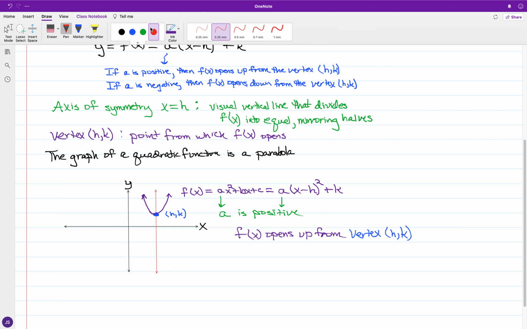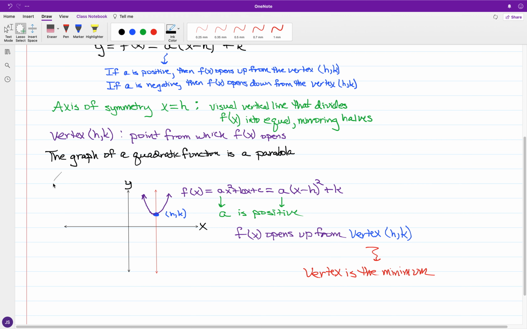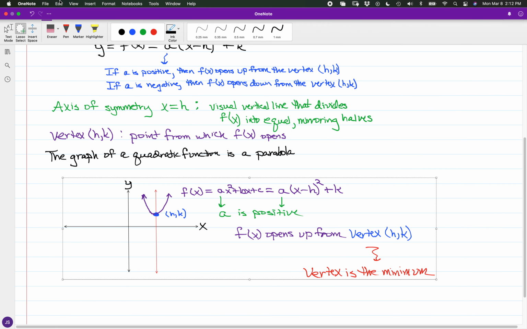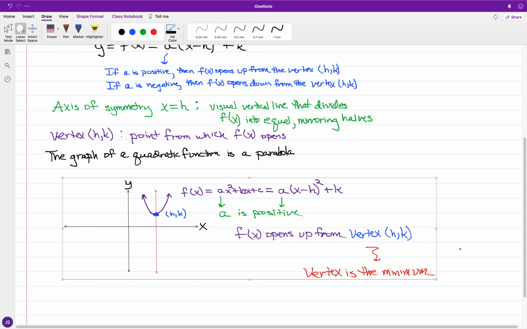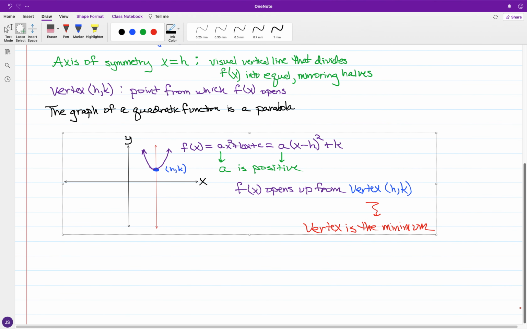And if you notice, the vertex (h, k) is going to be the bottommost point of the graph of this particular quadratic function. Because of the location, the vertex is going to be the minimum of the function, because it is the bottommost point. So this is where the vertex is going to be the minimum.